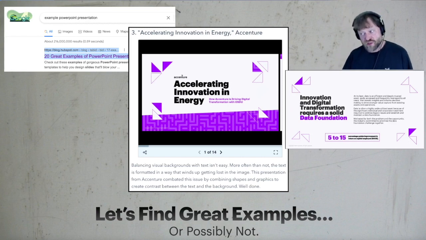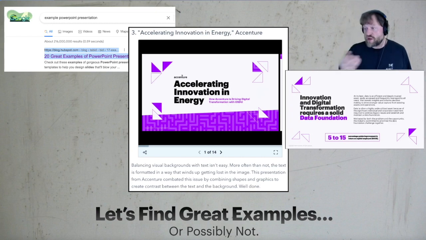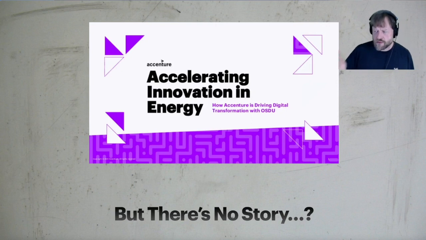Balancing visual backgrounds with text isn't easy. More often than not, the text is formatted in a way that winds up getting lost in the image. This presentation from Accenture combated this issue by combining shapes and graphics to create contrast between the text and the background. Well done. Well, if you're going to give them credit for something, contrast between the foreground and the background, sure. Yeah, the black on white there is fine. No, this is terrible, but let's have a look at how we could make it less terrible.